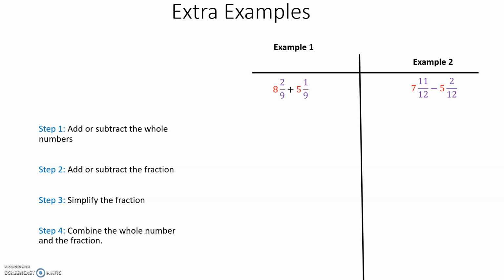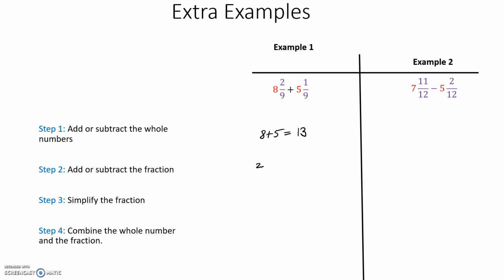All right, welcome back. All right, so let's go ahead and solve these. So the first one's an addition problem, the second one's a subtraction. I follow the exact same steps because I don't have to do any what we call regrouping or making equivalent fractions. So step one, add the whole number. So I have 8 plus 5 equals 13. All right.